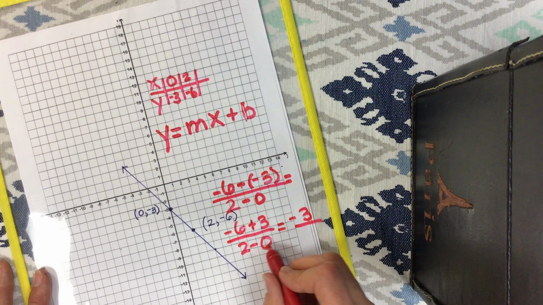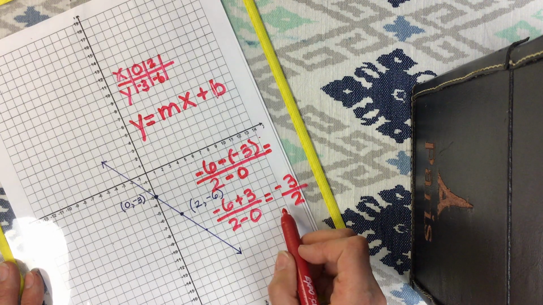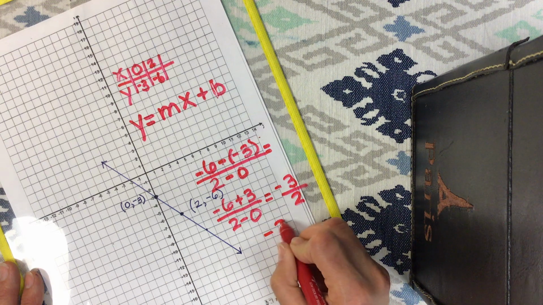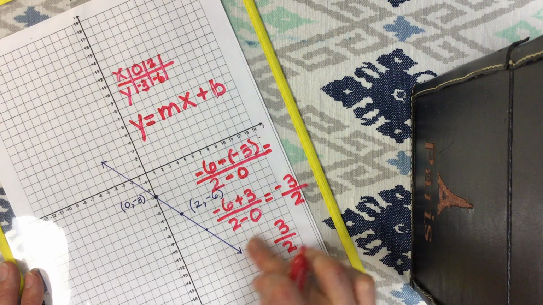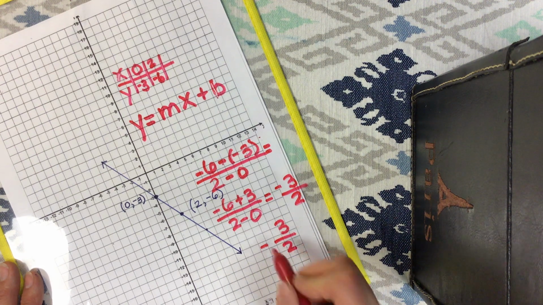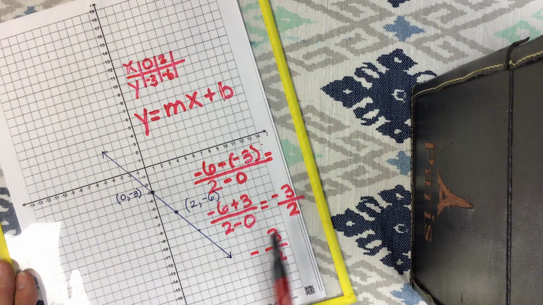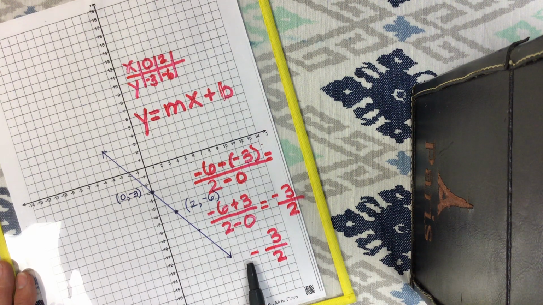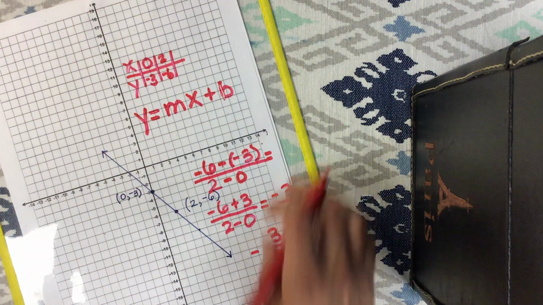2 minus 0 is 2. So my slope is -3 over 2. The negative sign can go with the whole fraction. It doesn't just belong to the 3. You can write it in front of the 3 or you can write it in front of the entire fraction. Either way is fine. Okay, let's pull all this information together.